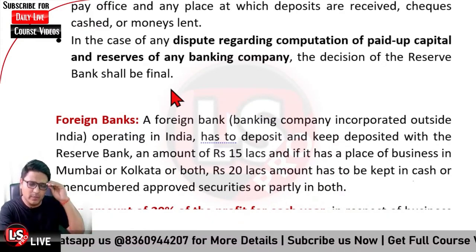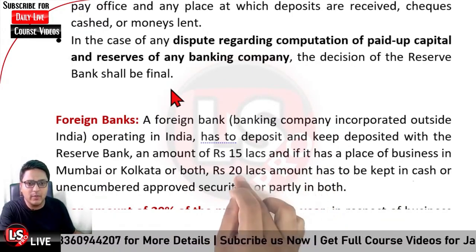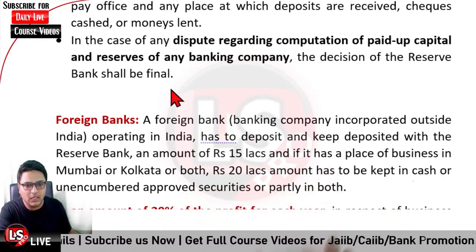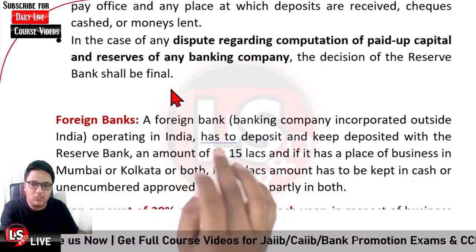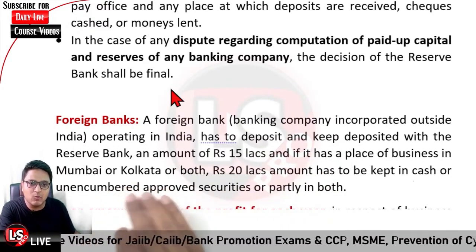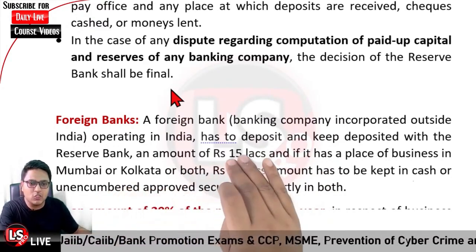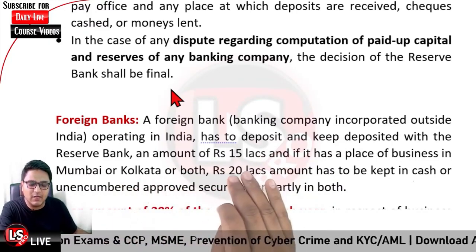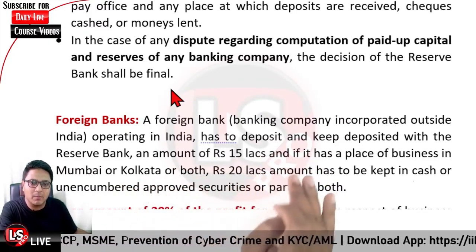So it could be a combination of both, or entirely unencumbered approved securities, or entirely cash only. For a foreign bank operating in India with branches other than in Mumbai or Kolkata, the amount to be deposited is rupees 15 lakh, and if it has branches in Mumbai or Kolkata, it is rupees 20 lakh.